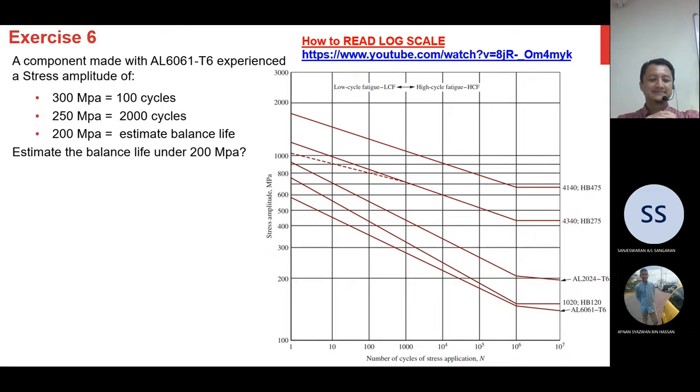Okay, so let's do this final example. Obviously you cannot copy the graph, so roughly sketch. So we have a problem here. Currently, we have a component made of aluminum 6061 T6. So 6061 is the lowest one. We run it at multiple stresses, stress amplitude. 300 megapascal, we run it 100 cycles. What is the balance of its life? How do we find it?